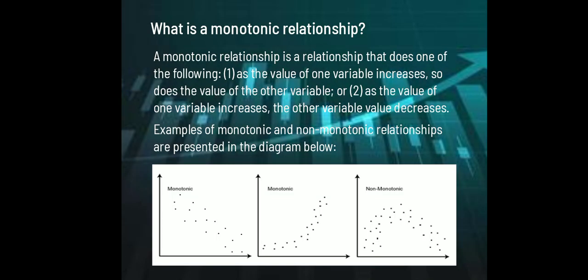So what is a monotonic relationship? A monotonic relationship is a relationship that does one of the following. Number one, as the value of one variable increases, so does the value of the other variable. And number two, as the value of one variable increases, the other variable's value decreases. Examples of monotonic and non-monotonic relationships are presented in the diagram below. As you can see, two of them are monotonic and the last one is non-monotonic.